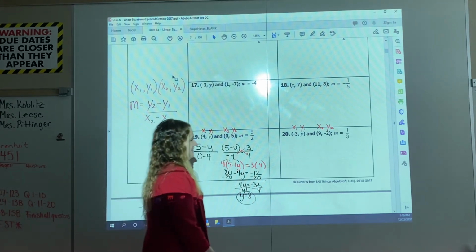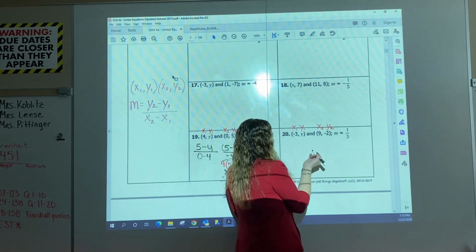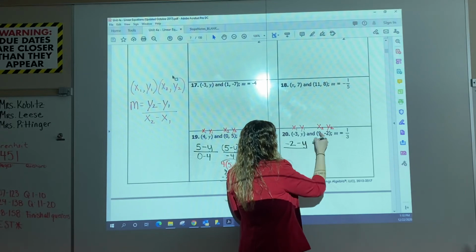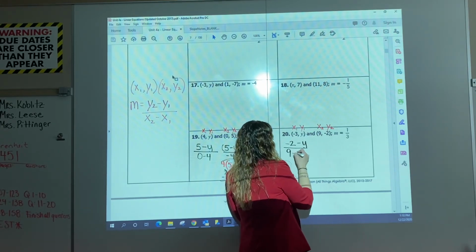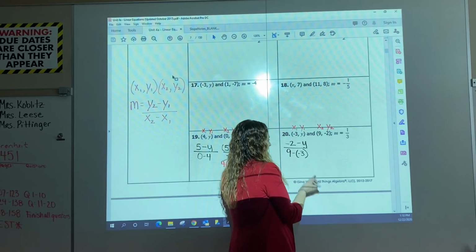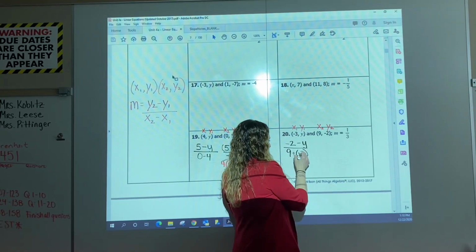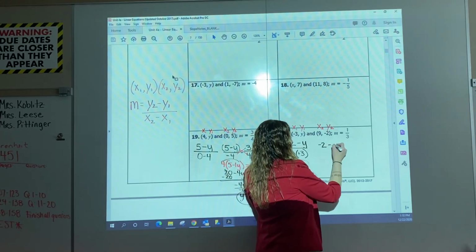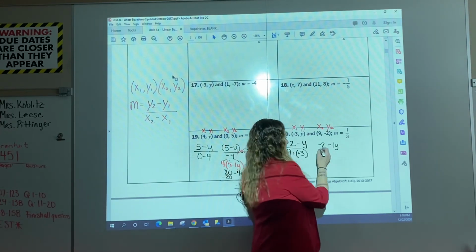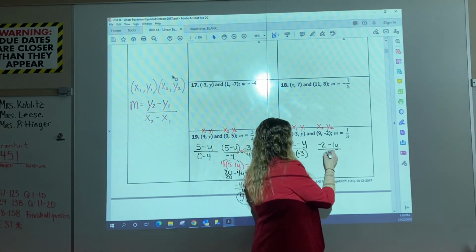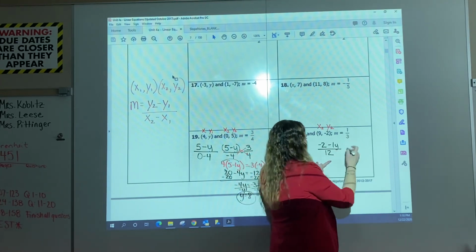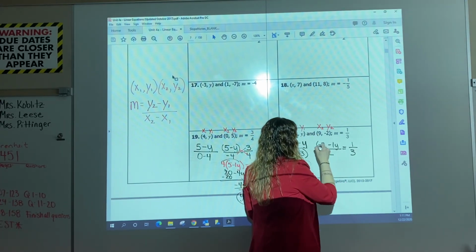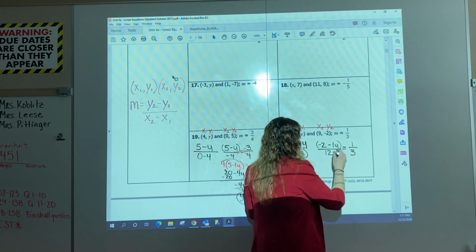Last one. Let's set it up, y2 minus y1. So we have negative 2 minus y over x2 minus x1, 9 minus negative 3. I'm going to simplify what I know, which is the double negative becomes a positive. So I have negative 2 minus 1y, I like to put that 1 in front, over 9 plus 3 is 12. I'm going to set that equal to the slope they provided, which is 1/3. Now I can cross multiply, but I want to package with parentheses here.